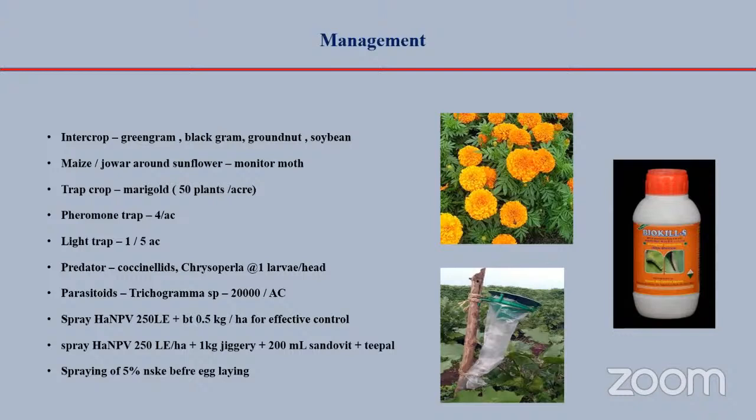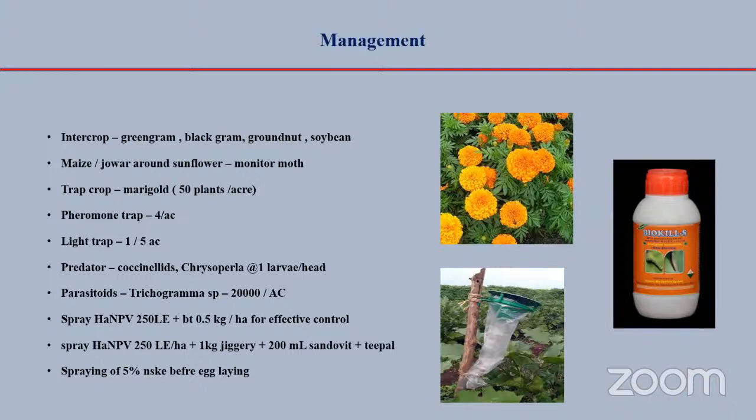It is also very important to conserve the natural enemies in the field itself. Predators like coccinellids and chrysoperla are known to be prevalent in the sunflower field, and you can also release chrysoperla at the rate of 1 larva per head. Among parasitoids, you can release Trichogramma species at the rate of 20,000 per acre. Helicoverpa armigera nuclear polyhedrosis virus is also very effective for this pest. You can use HaNPV in combination with Bacillus thuringiensis. HaNPV should be 250 larval equivalents, and BT around 0.5 kg per hectare.